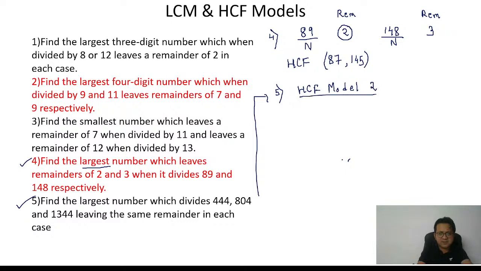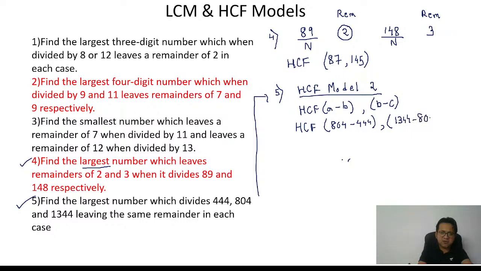So the formula was, take the difference and find out the HCF. Take the difference, A minus B, and let's say B minus C. Take the difference of any two numbers, that will be the answer. So for this question, the answer will be HCF of 804 minus 444, comma, 1344 minus 804. And you can straight away take the HCF of these numbers.